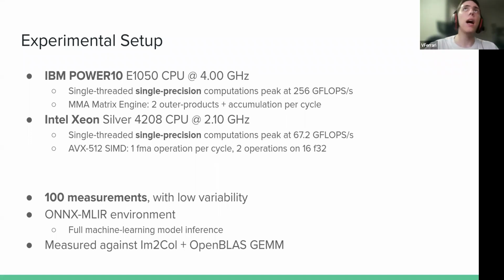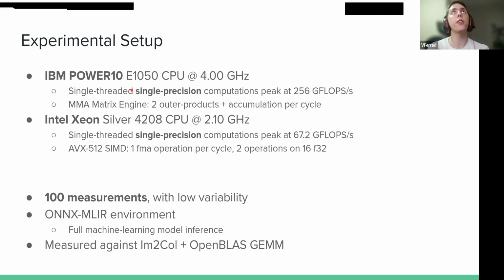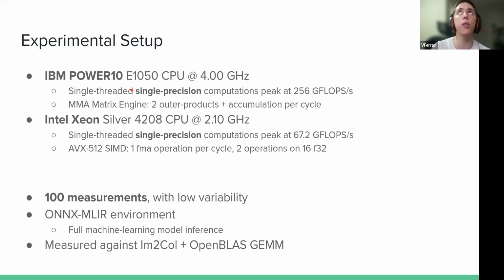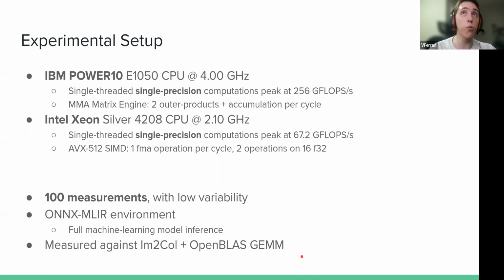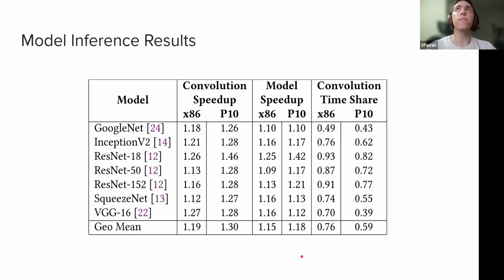So we tested it on two architectures: IBM Power 10 E1050 CPU and Intel Xeon Silver 4208 CPU. This one has AVX 512, and this one has the MMA matrix engine. So we took 100 measurements with low variability between them, and we used the ONNX-MLIR environment for full machine learning model inference. And we measured against the Im2Col plus the OpenBLAS GEMM routine. So as you can see, these are the results.